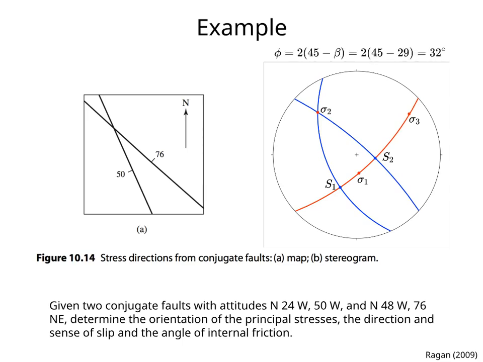The acute angle between the faults is 58 degrees. Therefore, beta is 29 degrees. This means that phi is equal to 32 degrees.